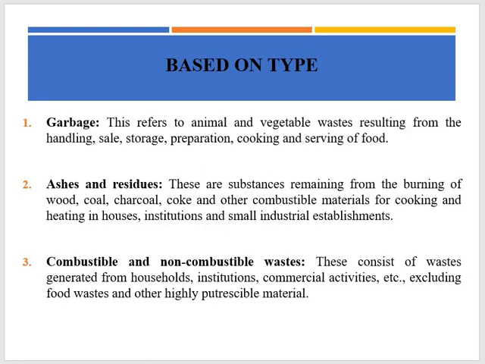Now, based on type, the first one is garbage. It refers to animal and vegetable waste resulting from handling, sale, storage, preparation, cooking, and serving of food. This garbage consists of waste containing rotting organic matter, which produces obnoxious odor and even attracts some kinds of vermin and rats. So you should be very careful while handling this kind of garbage. Second one is ashes and residues.